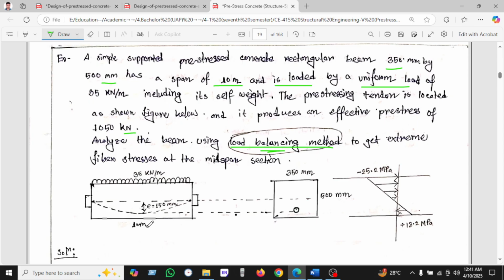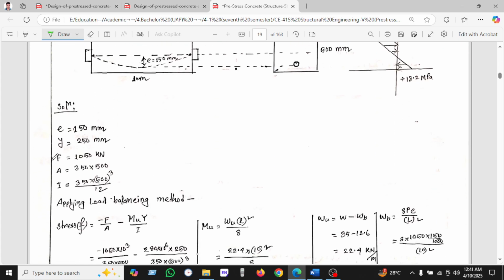So we can see 35, and the E value is given as 150 mm, and 10 meters is the length, and all the dimensions are given here. So E is given, O is given, S is given, A is given, and we have found I.